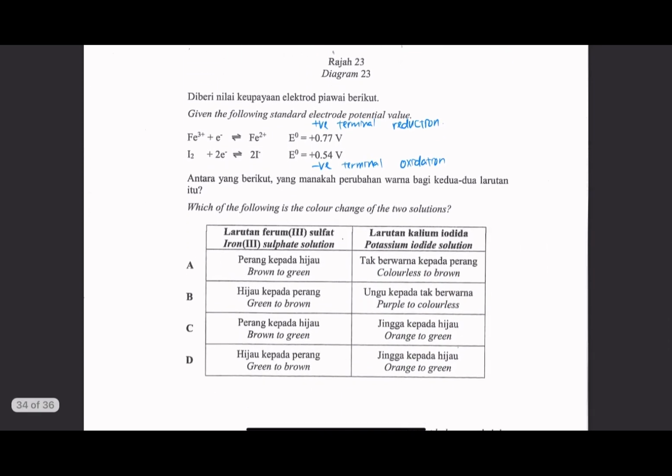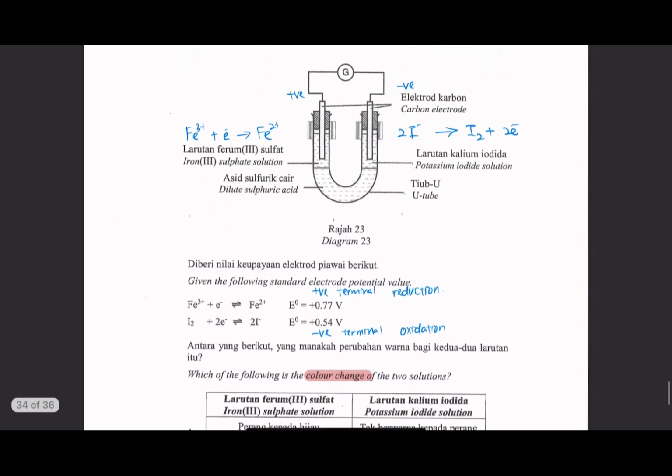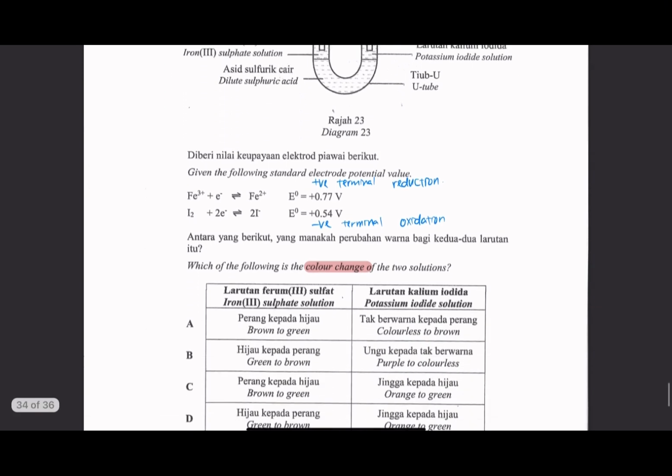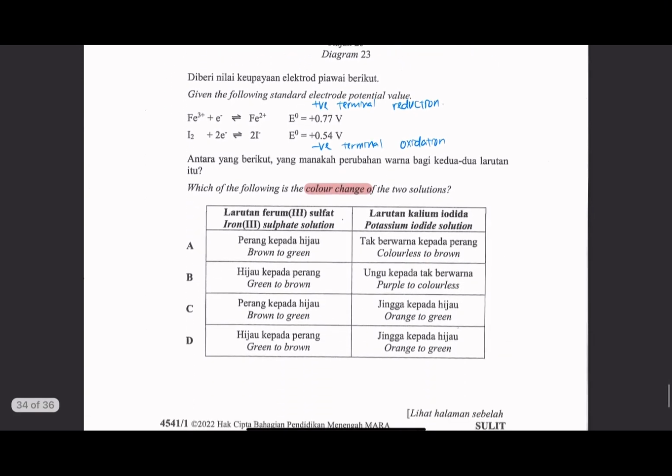Okay, which of the following is the color change? I'm sorry, we're looking for the color change. So iron(III) ion is brown in color. Iron(II) ion is green. Iodide is colorless. Iodine is brown. So brown to green, colorless to brown. The answer is A.